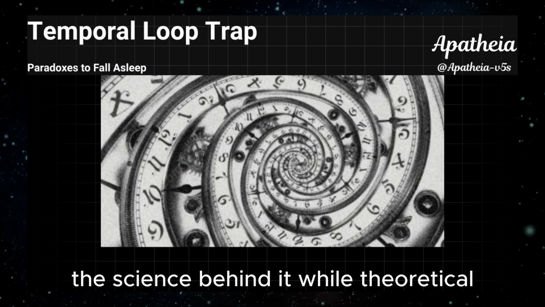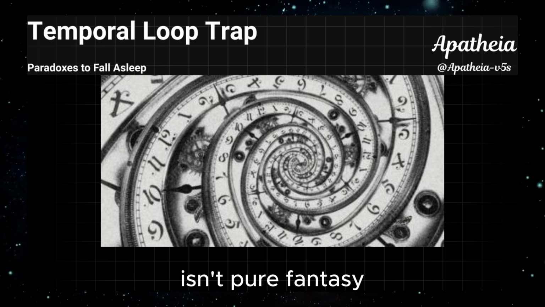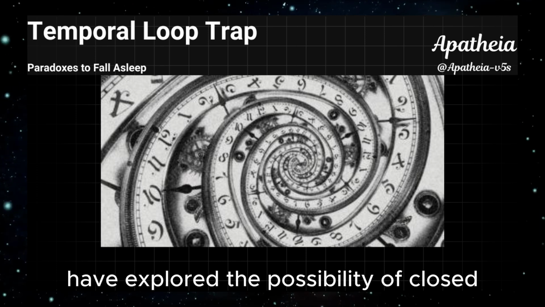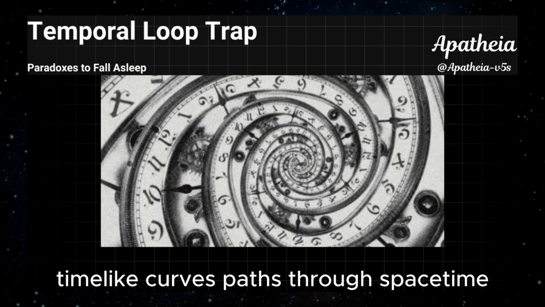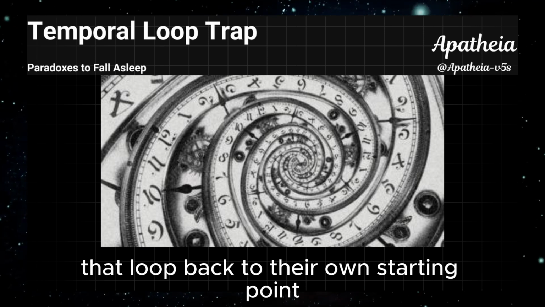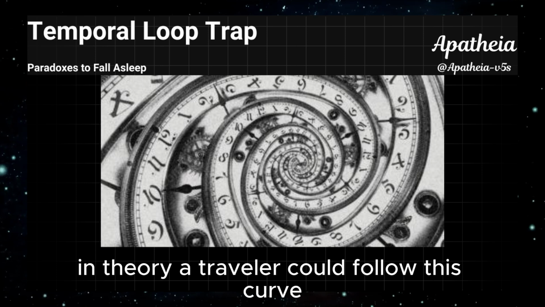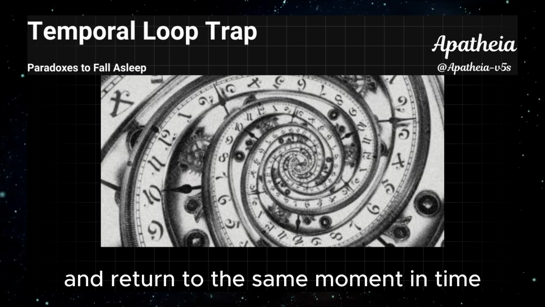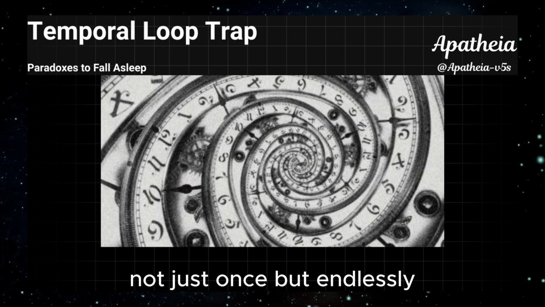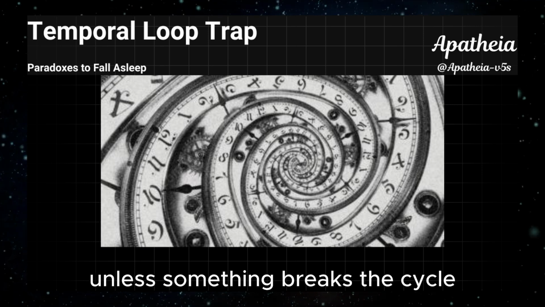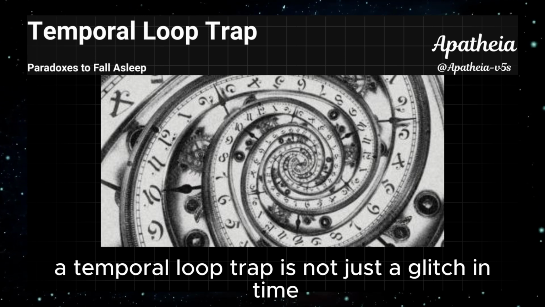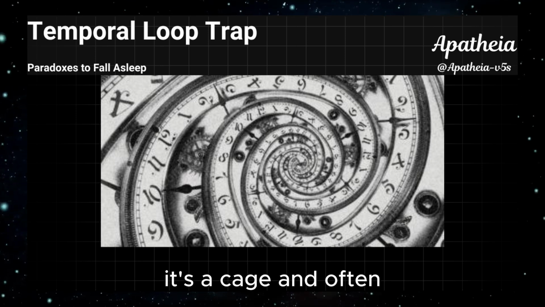The science behind it, while theoretical, isn't pure fantasy. Physicists like Kurt Gödel and Kip Thorne have explored the possibility of closed time-like curves, paths through space-time that loop back to their own starting point. In theory, a traveler could follow this curve and return to the same moment in time, not just once, but endlessly, unless something breaks the cycle. And that's where the trap lies. A temporal loop trap is not just a glitch in time, it's a cage.